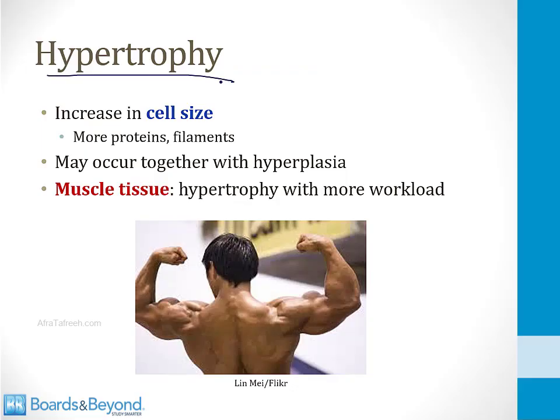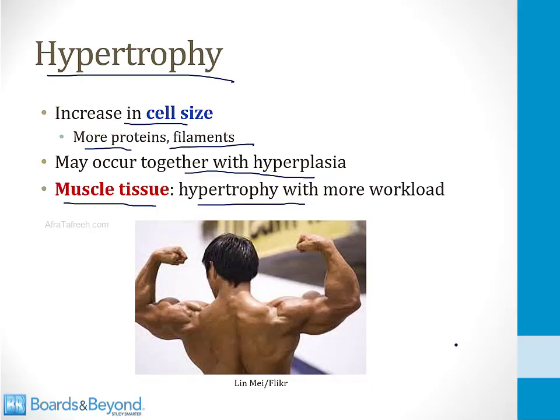Let's start with hypertrophy. This is an increase in cell size. Cells that undergo hypertrophy synthesize more proteins, more filaments, and they become larger. This often occurs together with hyperplasia, as I said before, but you should be aware that muscle tissues like your heart and the muscles in your arms undergo only hypertrophy. They do not undergo hyperplasia.